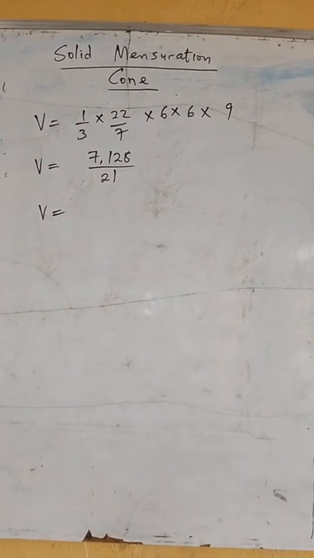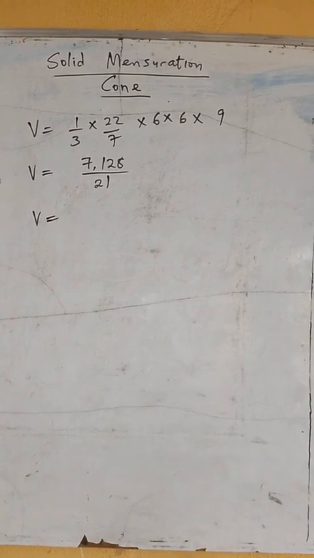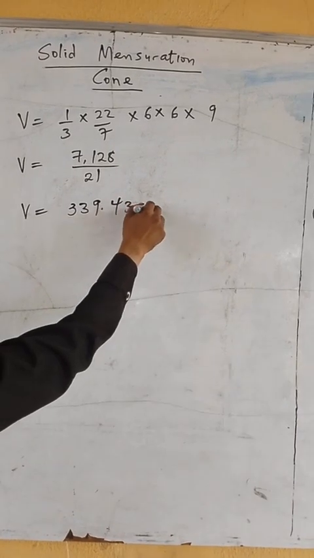Then by the time we divide, we are going to have 339.43 centimeter cube.